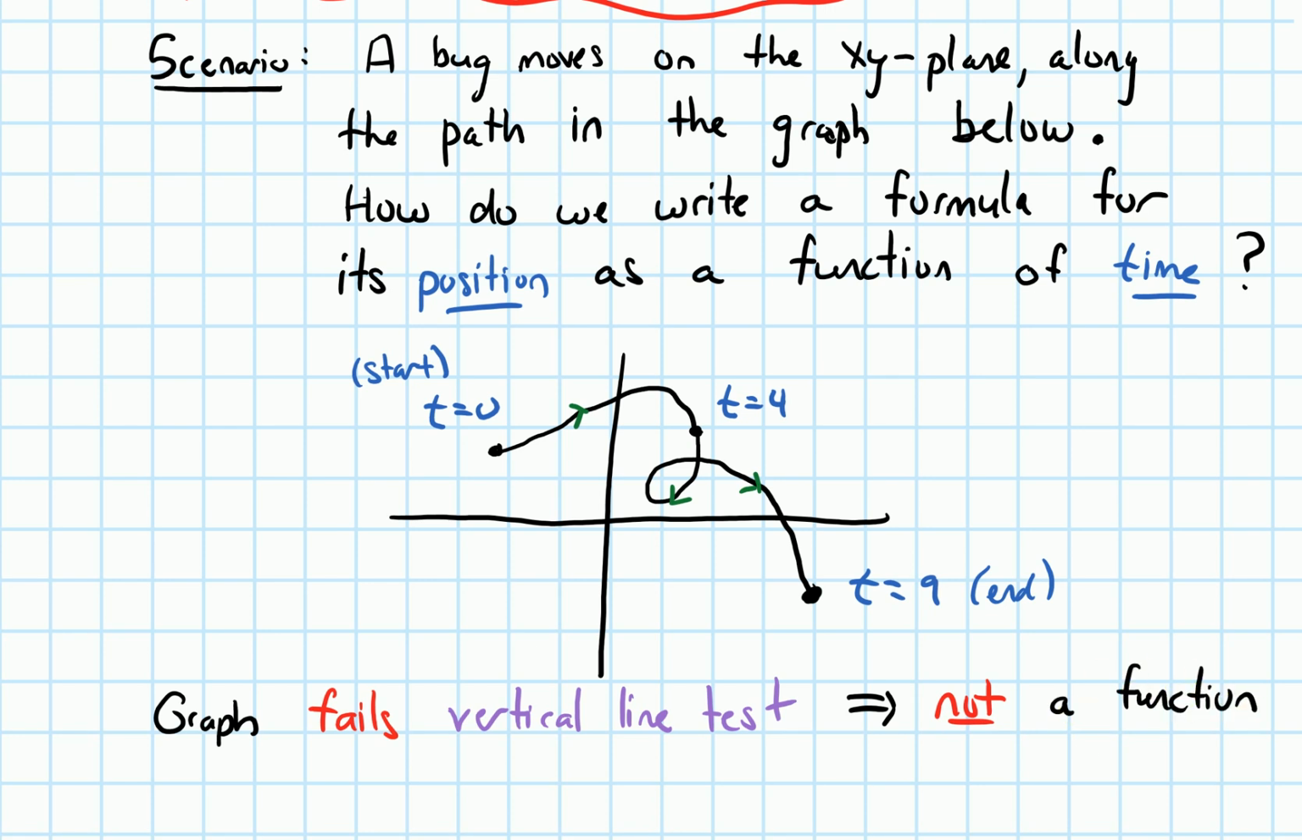Okay, so I'm going to be a bit more precise now. When we say that this graph is not a function, we are saying that y is not a function of the variable x. So there are some situations where I could have an x value that corresponds to more than one y value. And that happens in this graph. So that means that y is not a function of x.